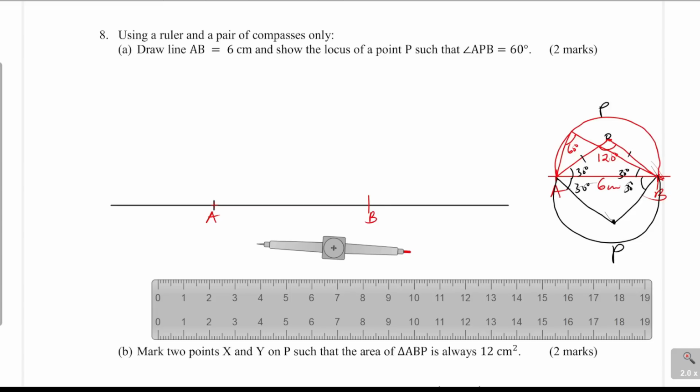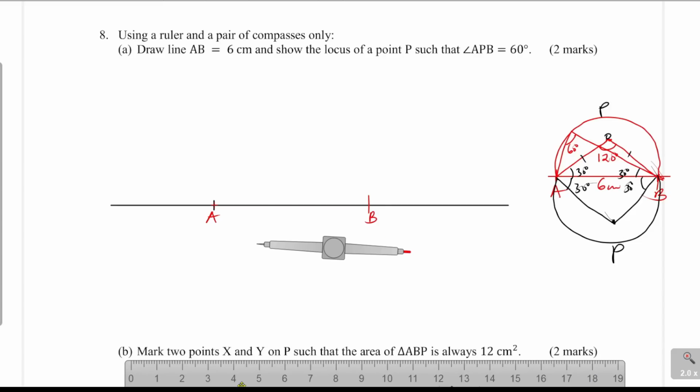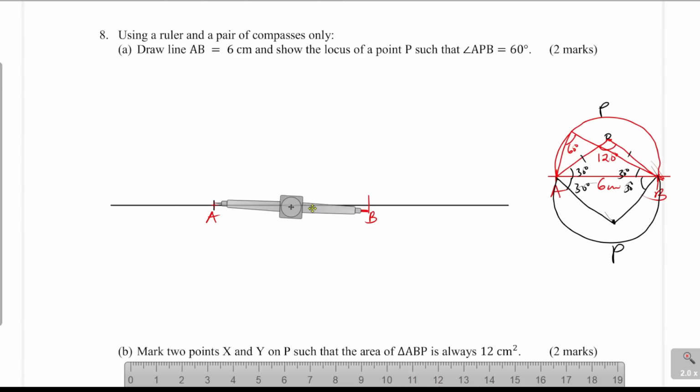So now from there I need to construct an angle of 30. And to construct an angle of 30, first I will need to construct 60 degrees at A. So constructing 60 degrees at A, this is how you construct an angle of 60.